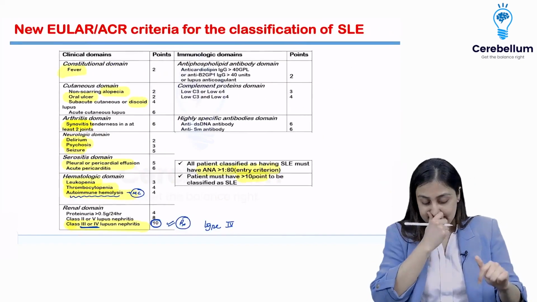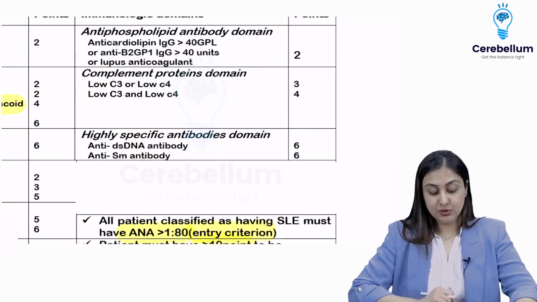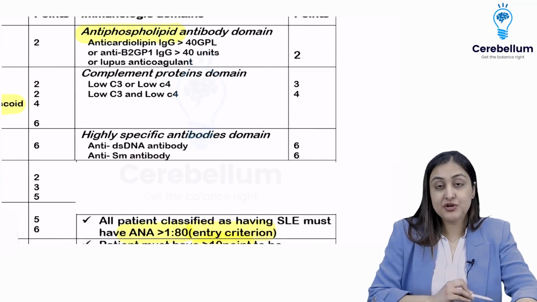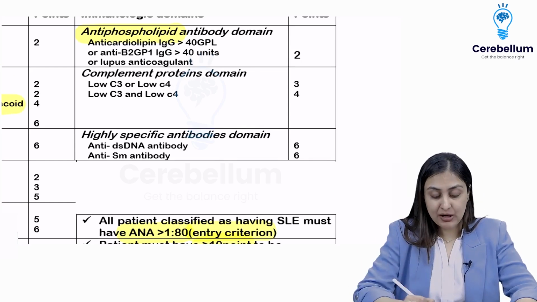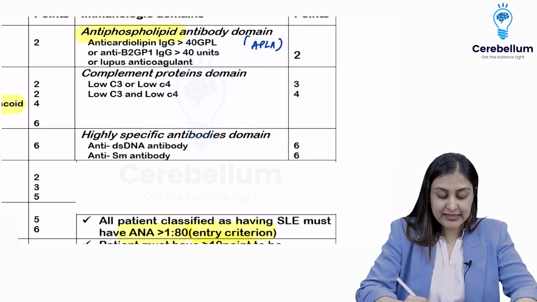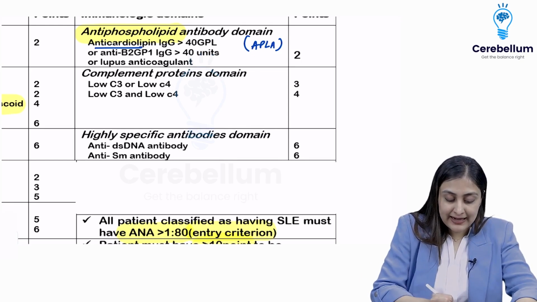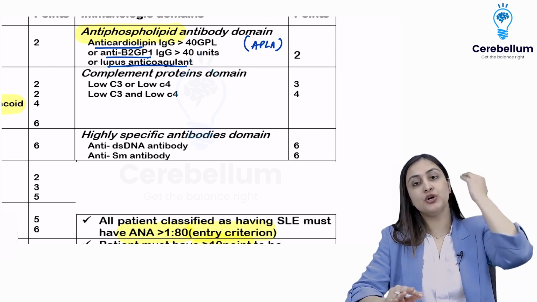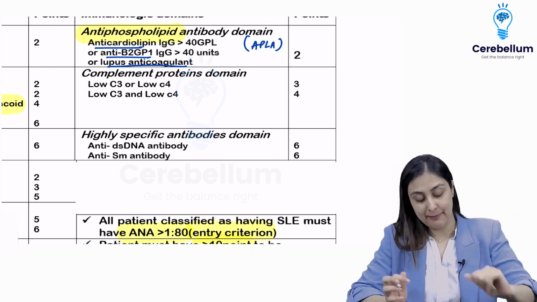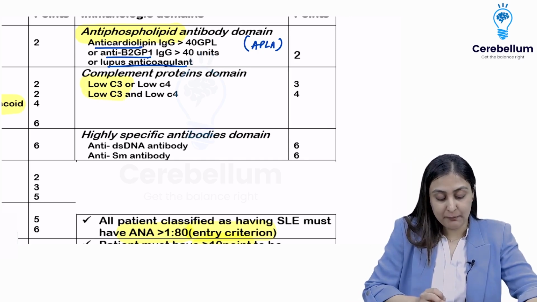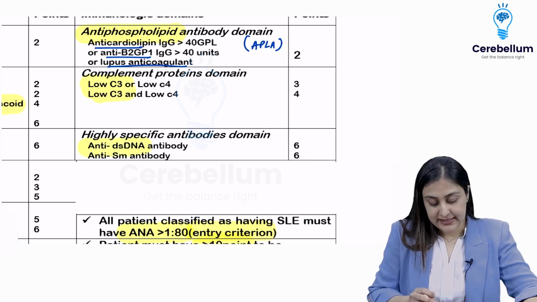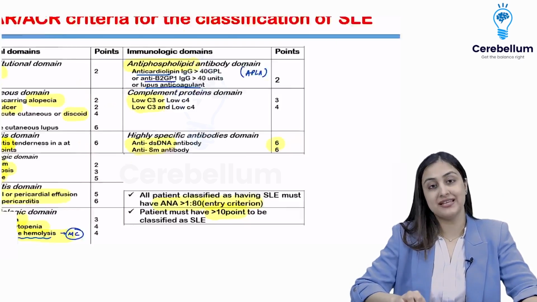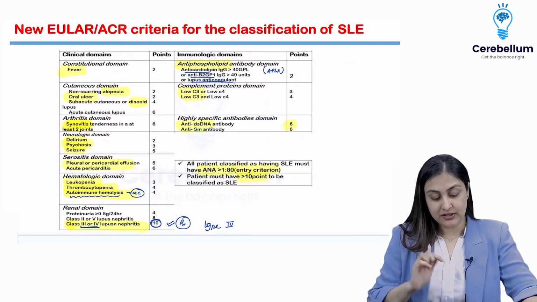Fine. Going back now from the renal domain into the immunological domain. So here what you want is either the antiphospholipid antibodies, which constitutes your APLA also. This we have done in gyne-obs already. So you have anticardiolipin, anti-beta 2 glycoprotein or lupus anticoagulant. These 3 need to be on your tips. These are the 3 markers of APLA. Or you have low complement, or you have dsDNA or Sm, which are your specific antibodies which give you 6 points each. Alright, so this is about the classification.